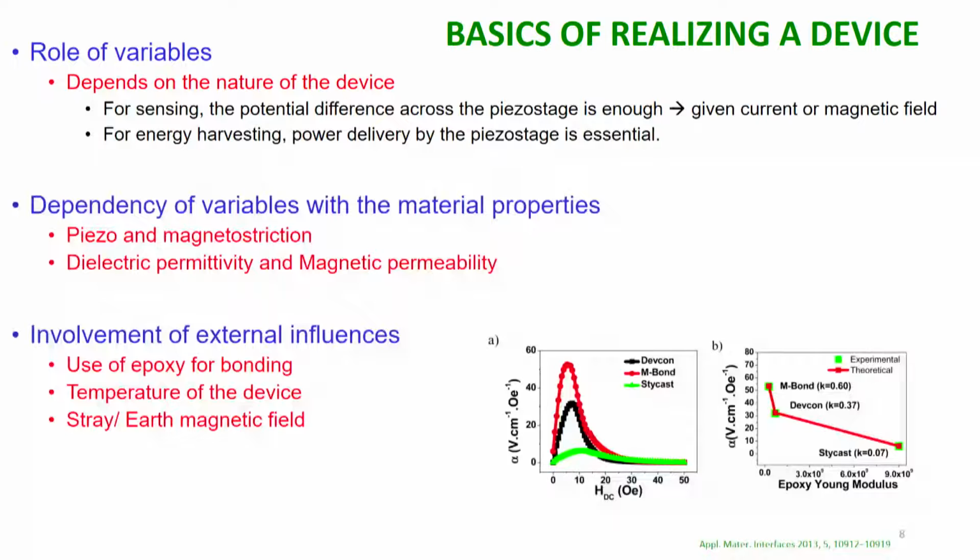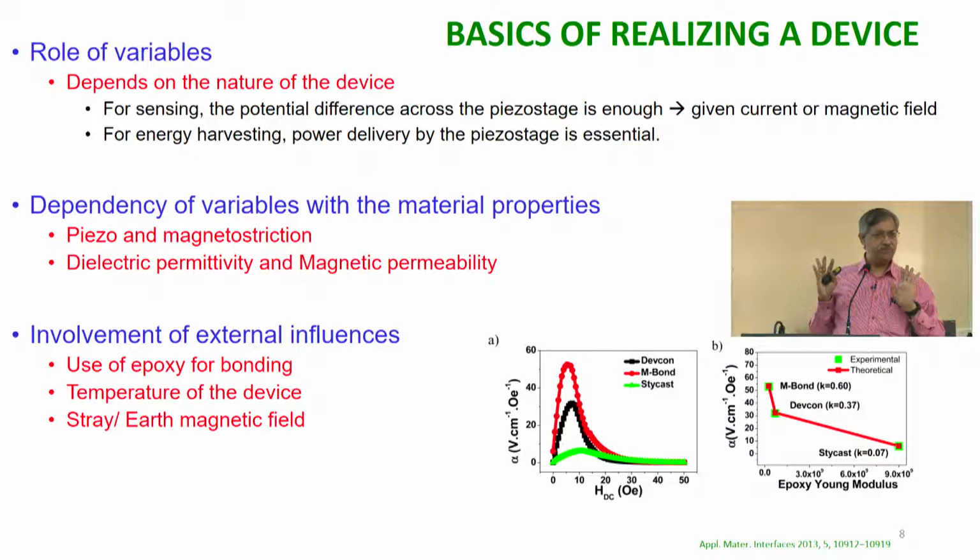What are the variables playing in that? Even assuming that I want to make a device, I should see what all the variables I should have, and how to improve. These two are very important things. Whenever you see these variables, one should know the nature of the application. What is the device going to do?